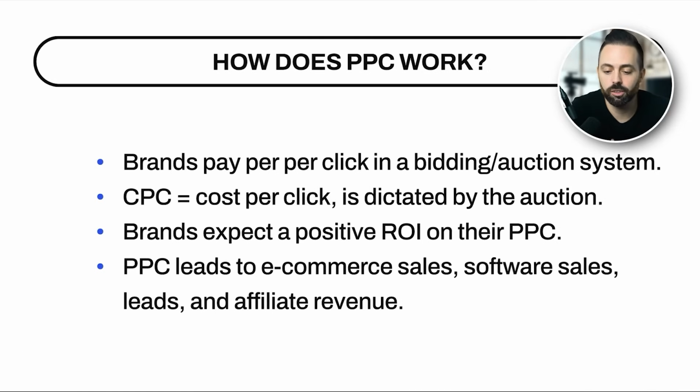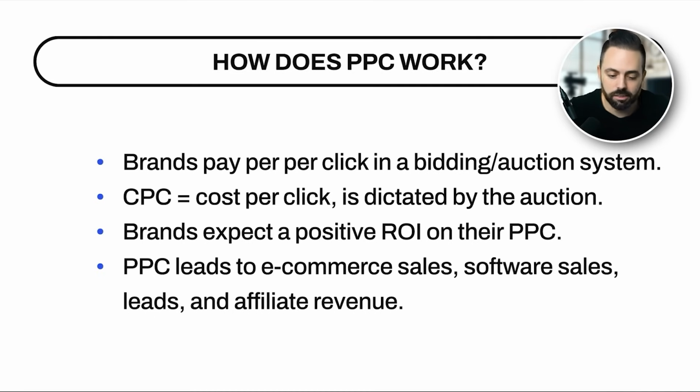Well, brands pay per click in a bidding kind of auction system. So they have an ad, they have a landing page that it goes to, and then they have a bid on individual keywords. It's all automated. The auction happens in real time all the time. And there's cost per click, so that's the amount of money a brand is paying on average per click to Google. Now, brands expect to have a positive ROI on their PPC campaign. So if you're spending $100, you want to make $300 back. A good ROAS, return on ad spend, is like 3 to 1.